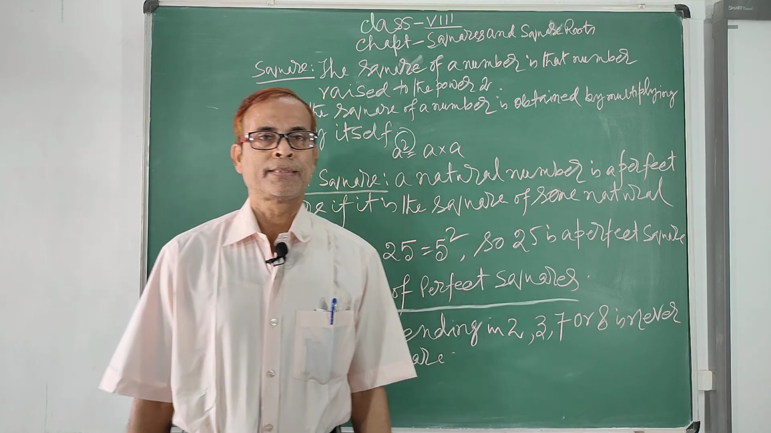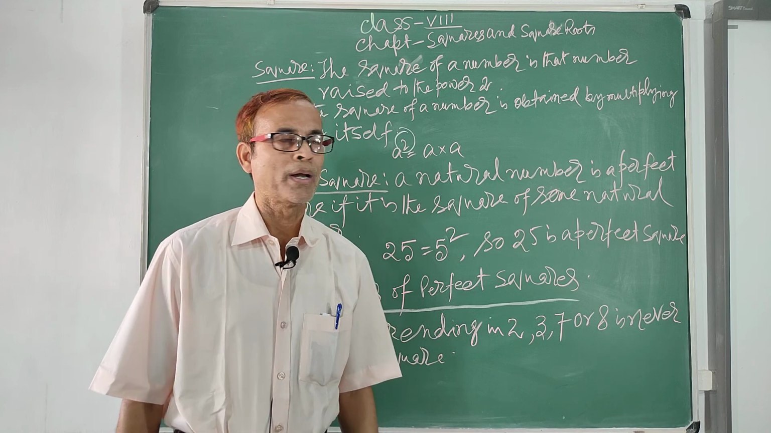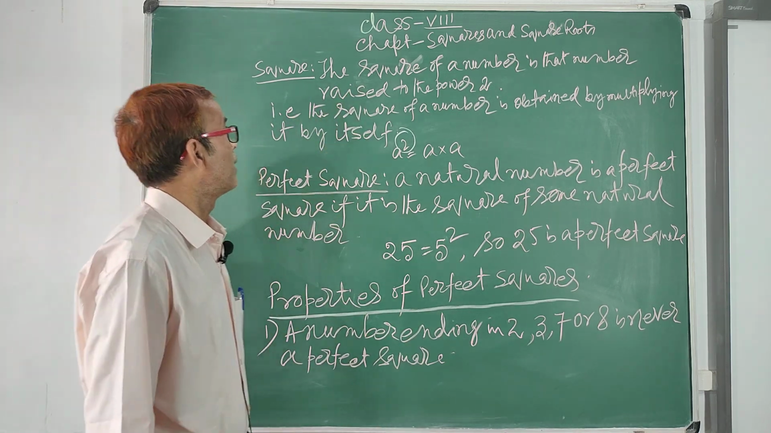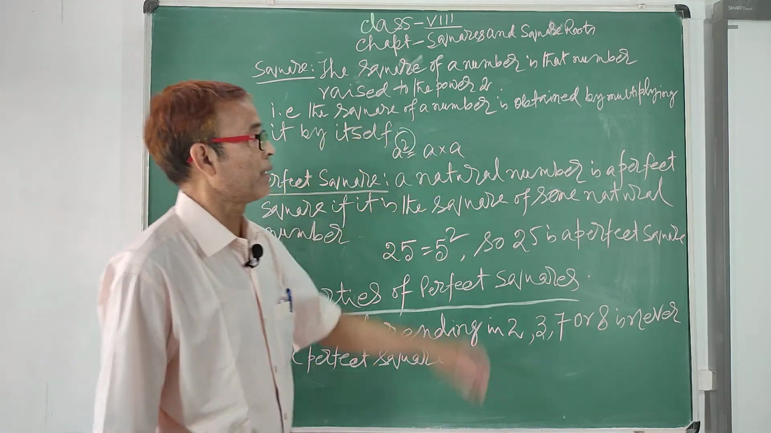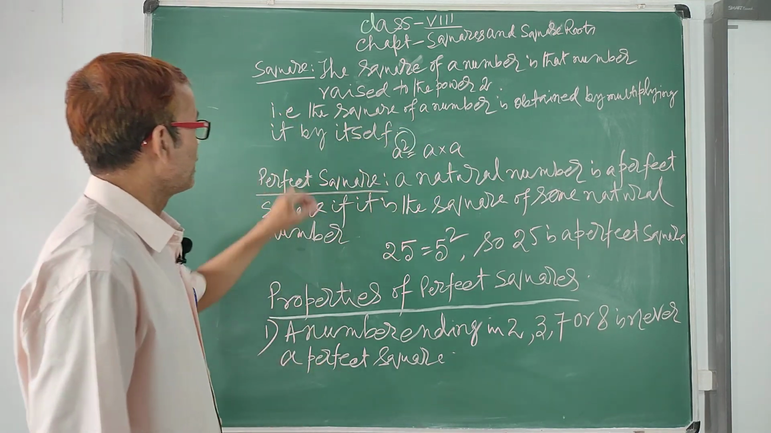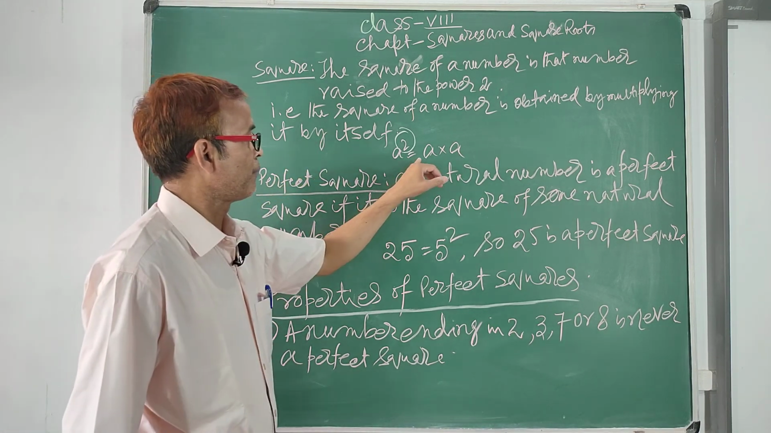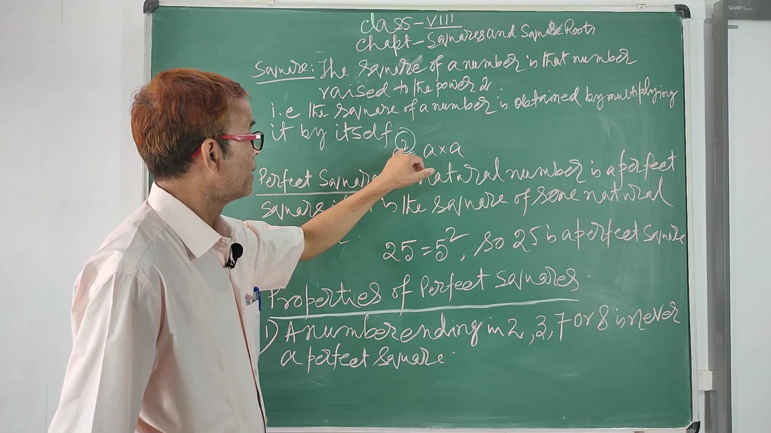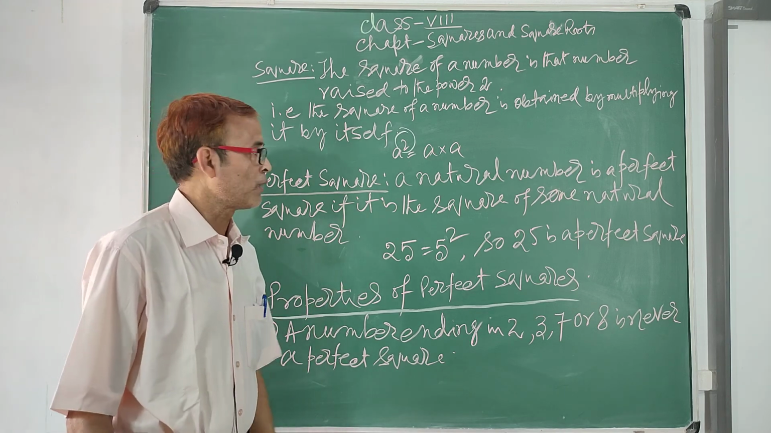Today I shall discuss squares and square roots. First, the definition of a square. The square of a number is that number raised to the power 2. That is, the square of a number is obtained by multiplying it by itself. For example, a into a is a square. Here, raised to the power 2.